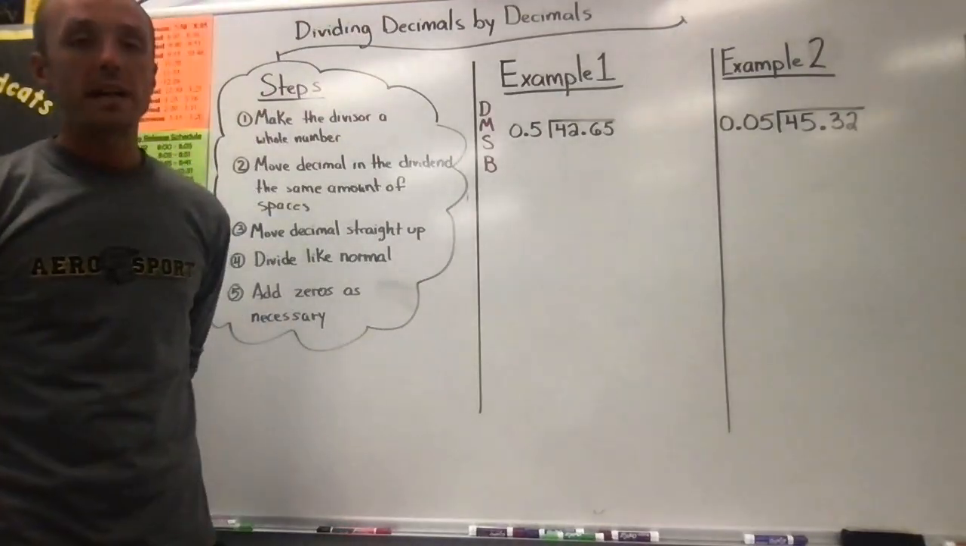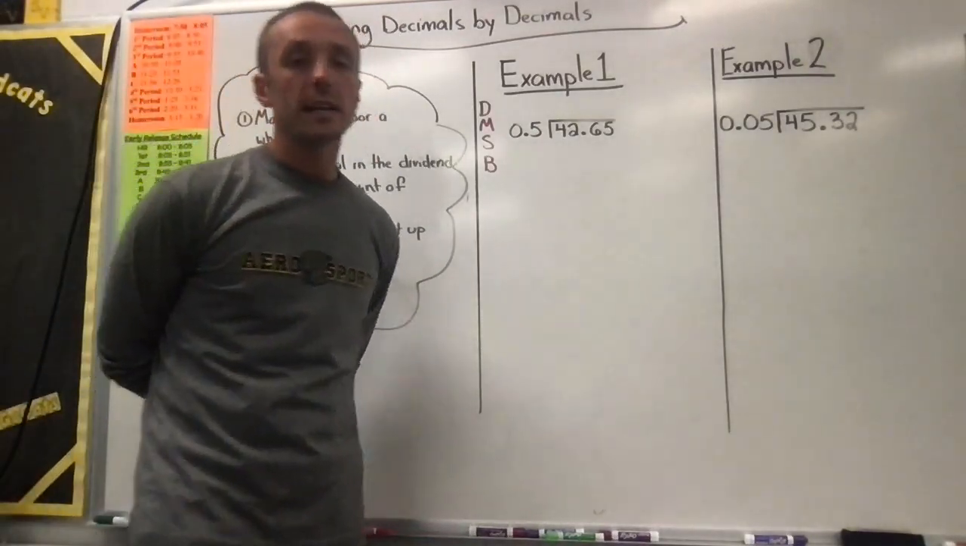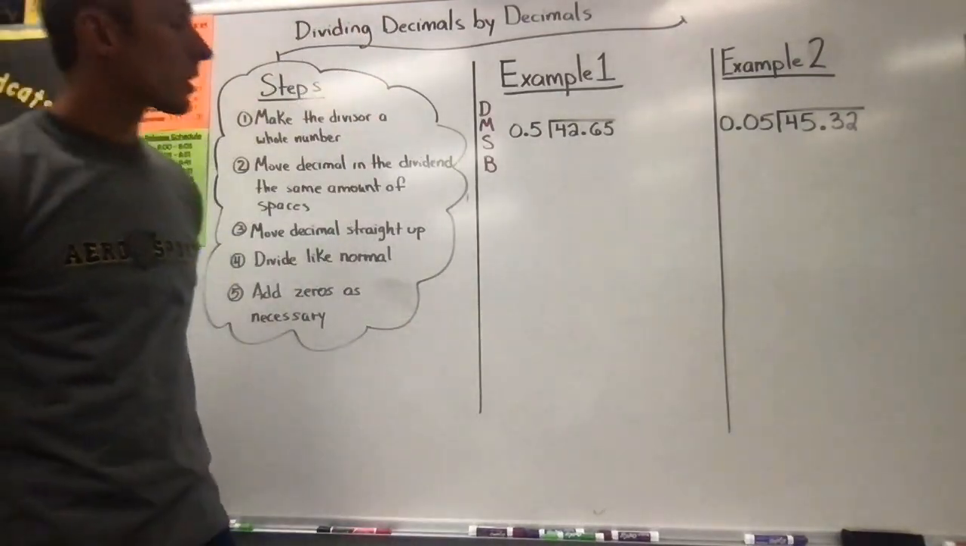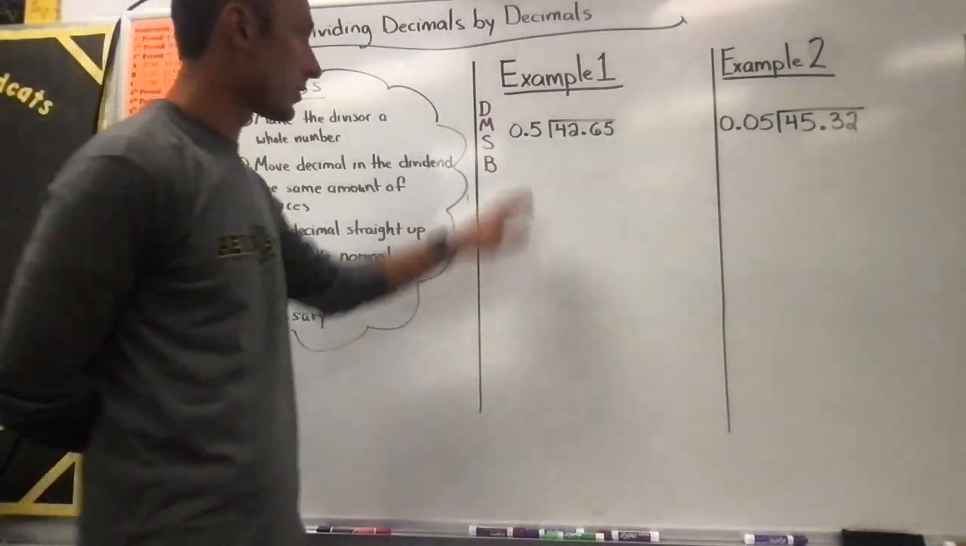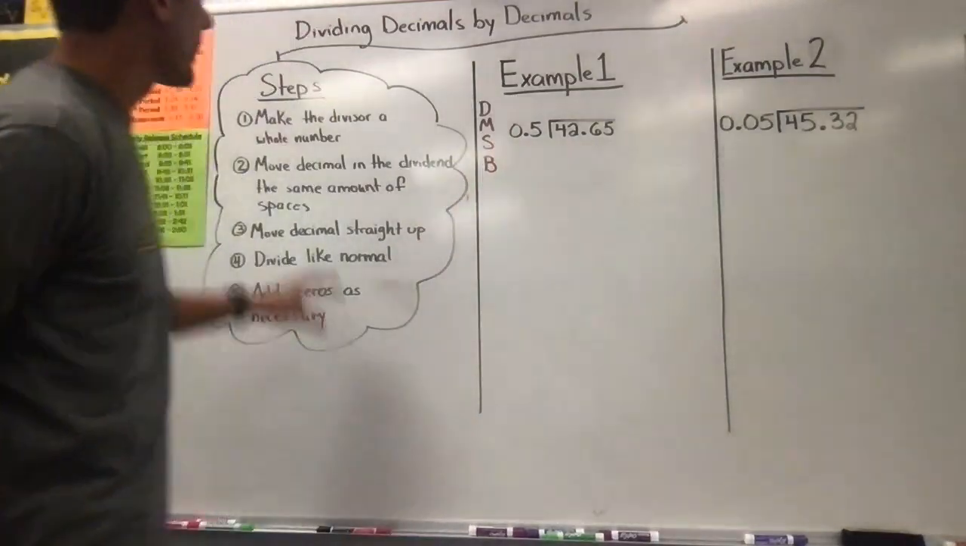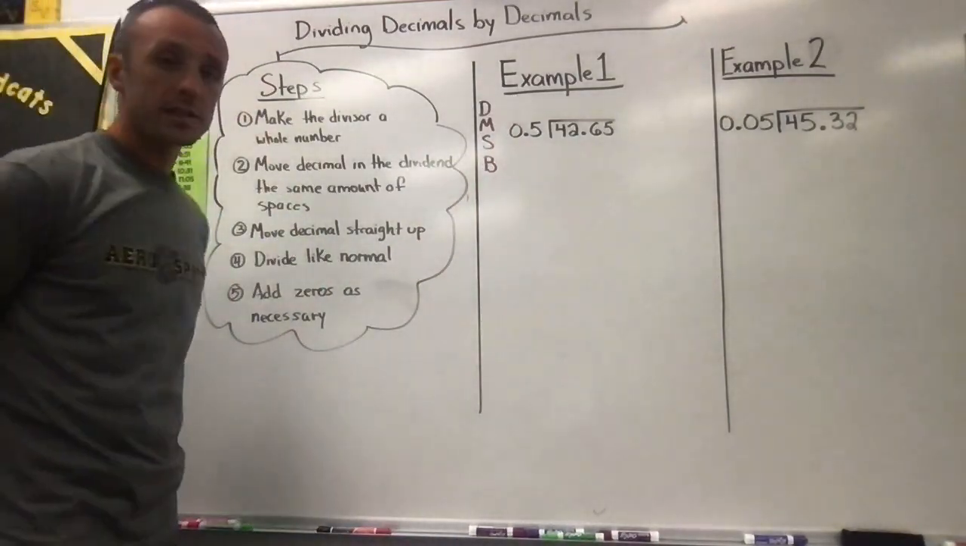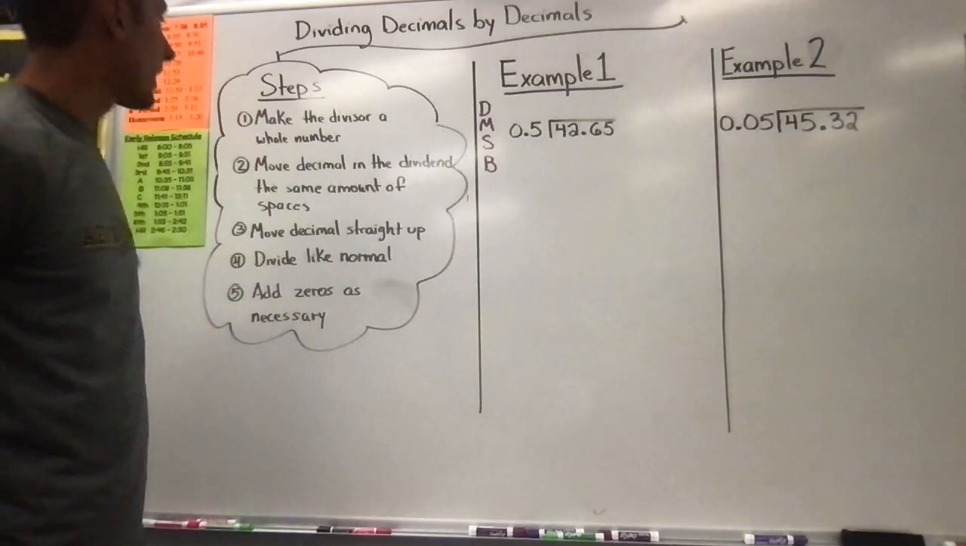For the past couple of days, we have been working on dividing decimals by whole numbers, and today we are going to work on dividing decimals by decimals. So what that means is we will have both decimals in our divisor and our dividend. I have updated the steps. You'll notice there's a couple extra steps today where we now have to make the divisor a whole number.